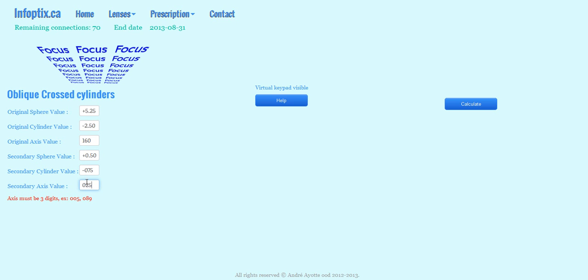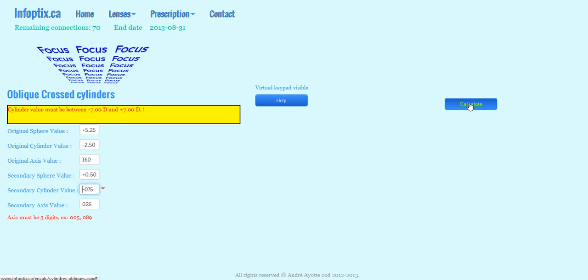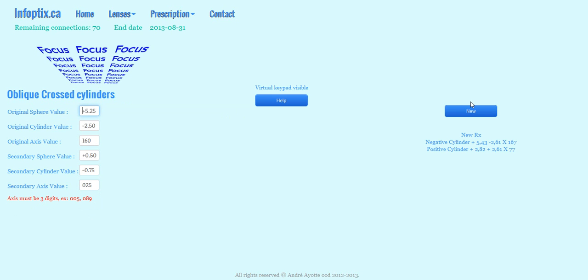Notice I put 3 digits for the axis here. If I click on calculate, the cylinder value must be between -7 and 7 diopters. Notice I have forgotten to put a dot here. So let's correct that. And now I do have my required power. Plus 5.43 minus 2.61, axis 167.